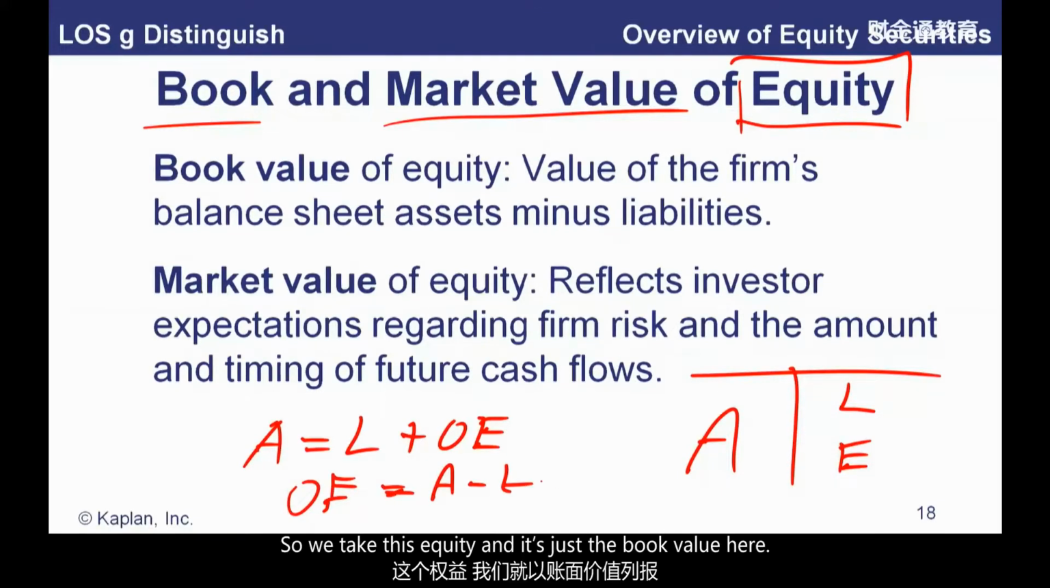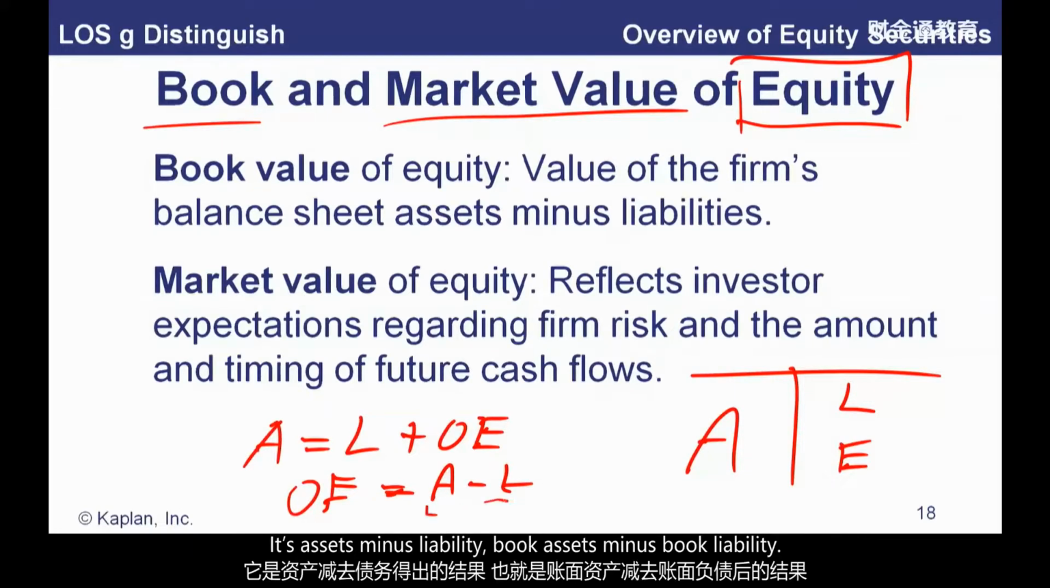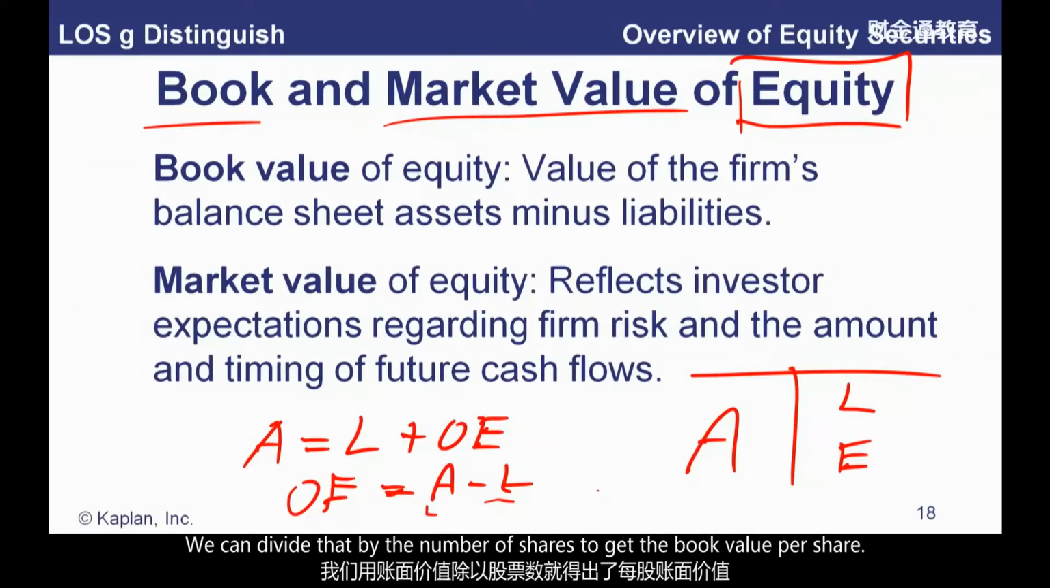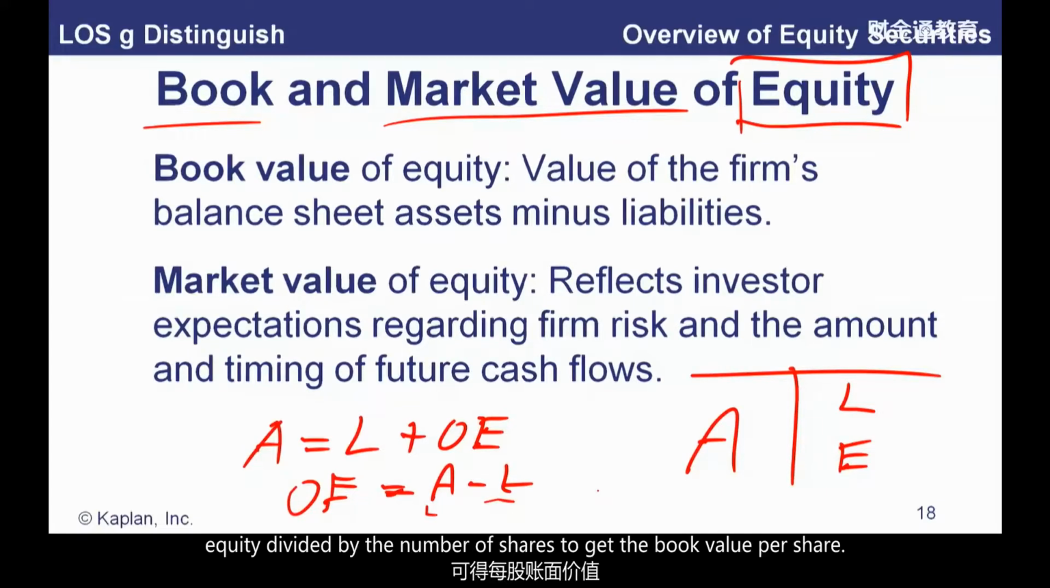So we take this equity and it's just the book value. It is the equity stake on the balance sheet. It's assets minus liabilities, book value of assets minus book value of liabilities. We can either have the book value of the entire equity stake, or we can divide book value of equity by the number of shares to get book value per share.